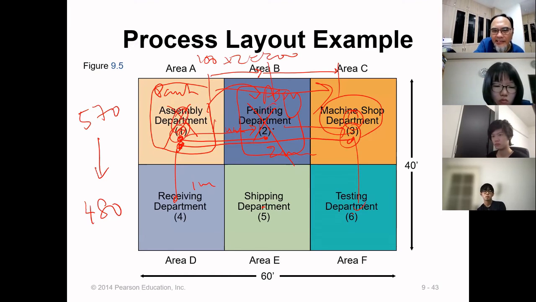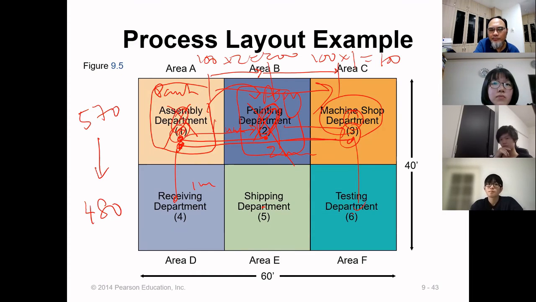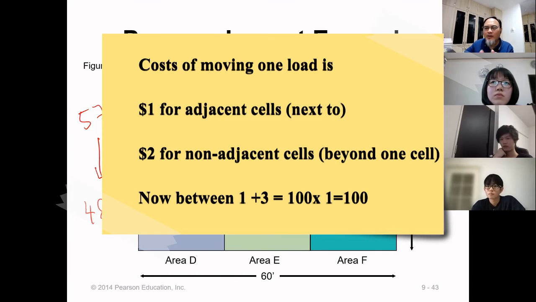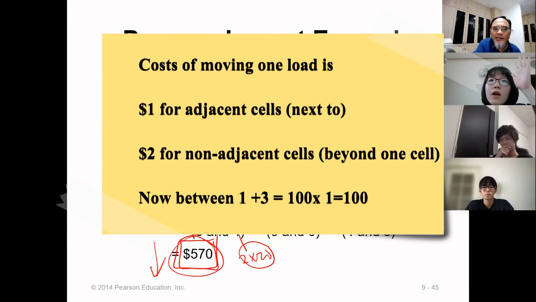But if you put assembly here, do you need to travel 2? What happened? It's only 100 times 1. So that's why you can reduce the amount of flow, basically. Instead of traveling 2 units, instead of traveling 2 miles, you travel only 1 mile. Okay? Because you have put it nearer to the high load. 100 is high load. Okay? So instead of moving 2, you only move 1. Okay? So that's why 1 and 3. Okay. So 1 and 3 is 200.